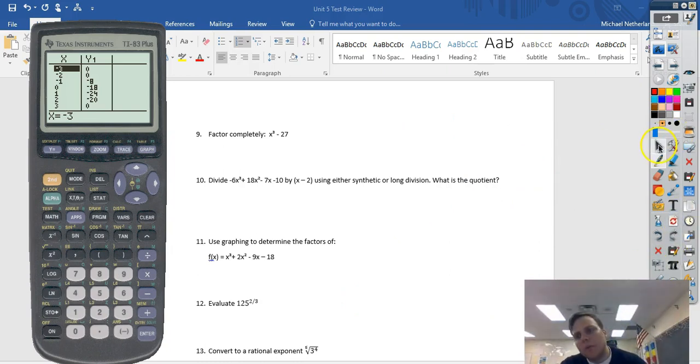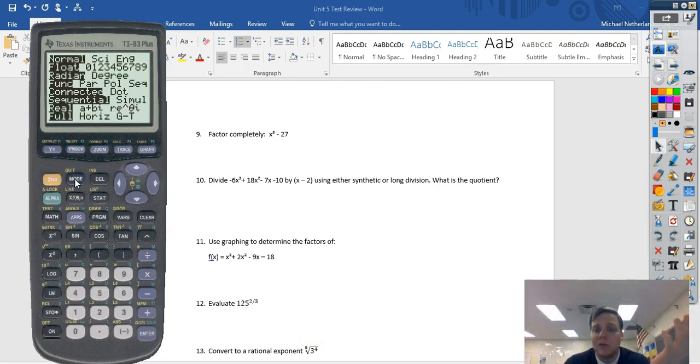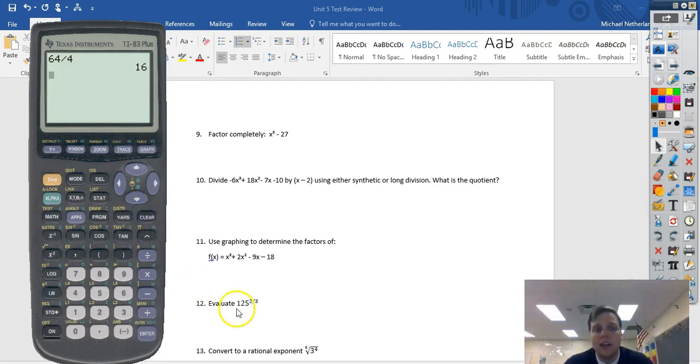We've never done a problem like 12 in class, but that's because, honestly, guys, this problem is just a calculator problem. We don't need to not use a calculator. We're more than welcome to use a calculator. It just says 125 raised to the 2/3. So, 125 raised to the 2/3 is 25. Bam. That's all that problem's going to be looking for on that test. It's a super easy problem.